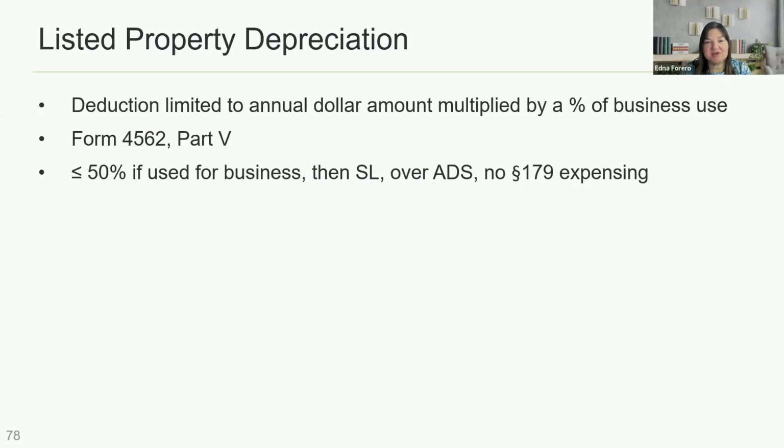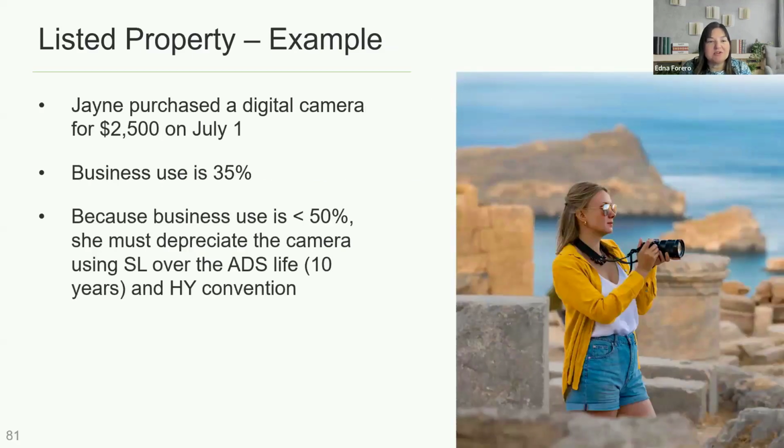So here's an example for you. Jane purchased a digital camera for $2,500 in July. The business use for that camera is 35%. Because she uses it less than 50%, she must depreciate the camera using the straight line over the alternative depreciation system, which is 10 years. And she's using a half-year convention. So we talked about those previously.